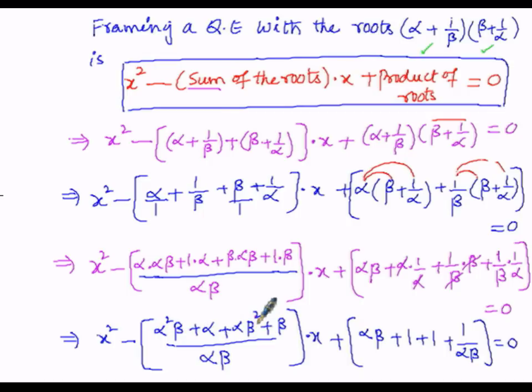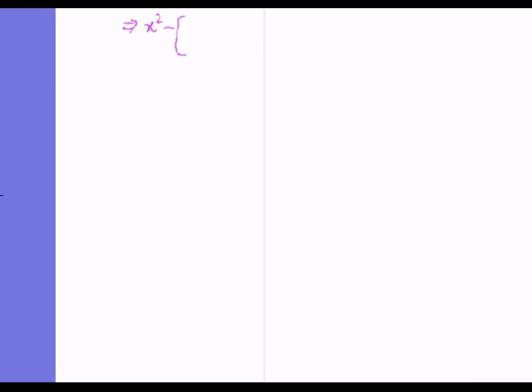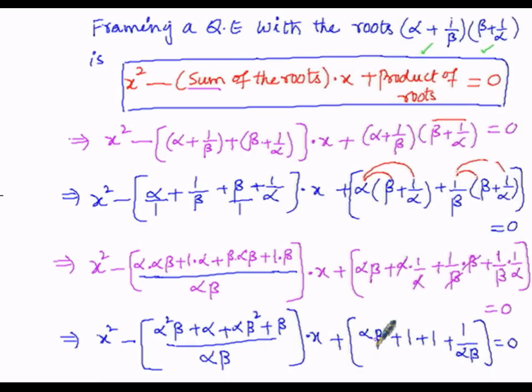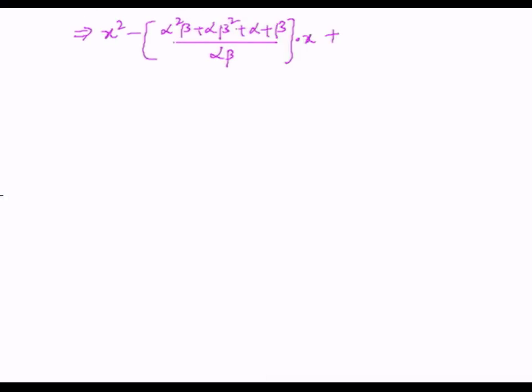First of all, alpha square beta plus alpha beta square, then now here only alpha plus beta is left over, overall divided by alpha beta in the denominator, multiplied with x, then now plus, next logical step, so your next term is alpha beta plus 1 plus 2 plus 1 by alpha beta is equals to 0. So within the bracket, alpha beta plus 1 is 2 plus 1 divided by alpha into beta, then that equals to 0 on the other hand.